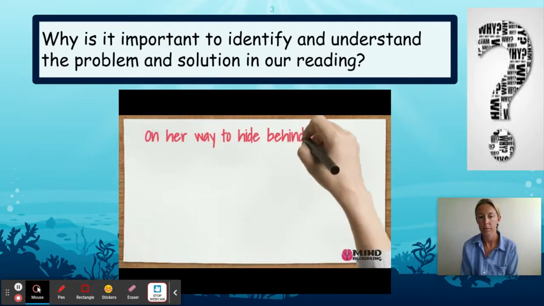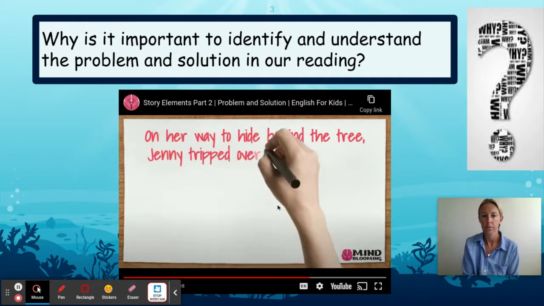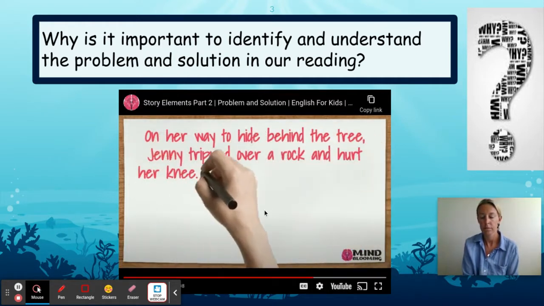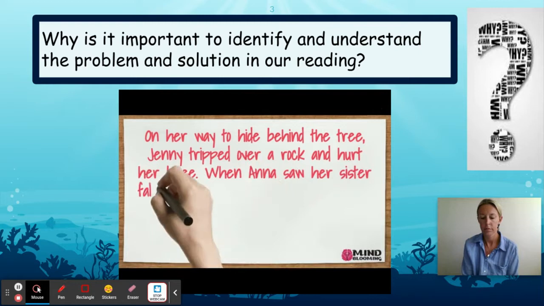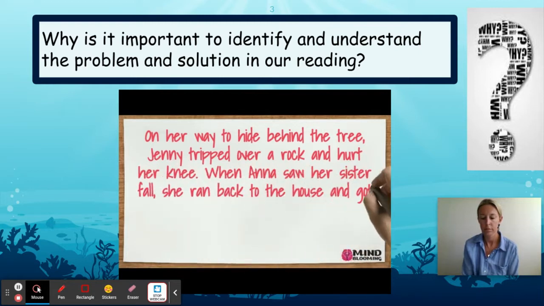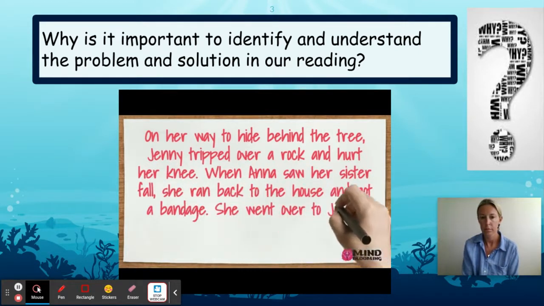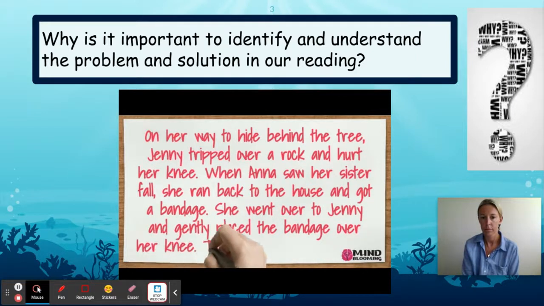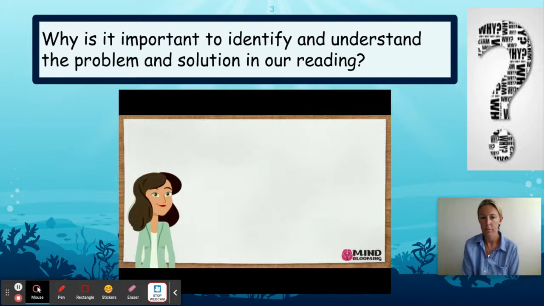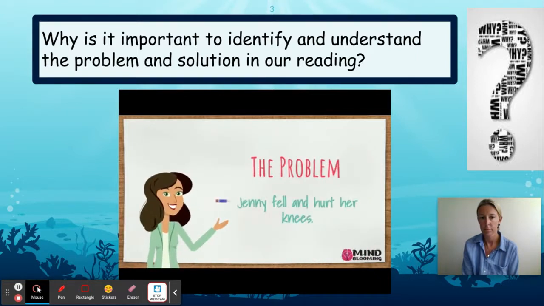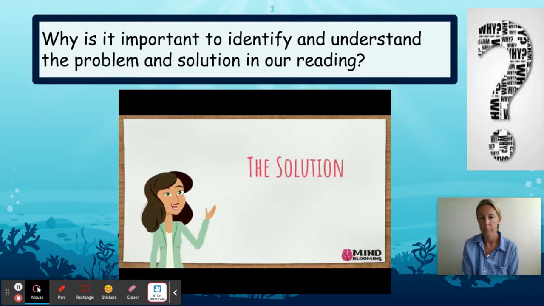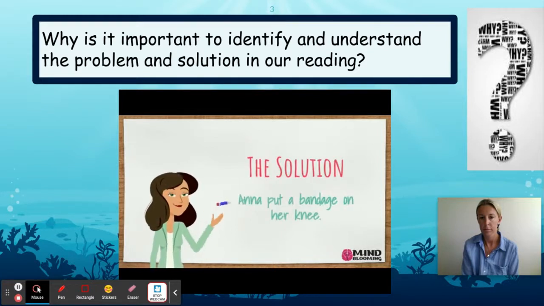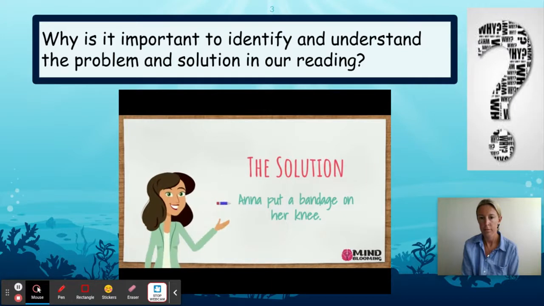On her way to hide behind the tree, Jenny tripped over a rock and hurt her knee. When Anna saw her sister fall, she ran back to the house and got a bandage. She went over to Jenny and gently placed the bandage over her knee. Then they continued playing. So the problem in the story was that Jenny fell and hurt her knees. The solution to that problem was that Anna put a bandage on her knee.